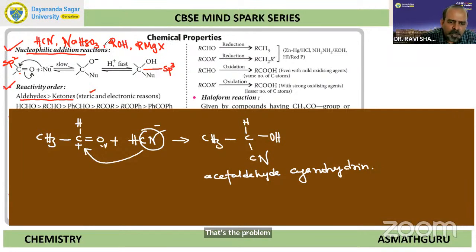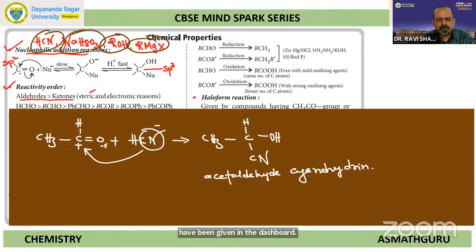And like this, how many did I tell you? There are 4 compounds given in the textbook. Please remember HCN, sodium bisulfite, ROH, RMgX. Very important. Among these, which is more reactive? We say aldehyde is more reactive. Why is aldehyde more reactive, sir?